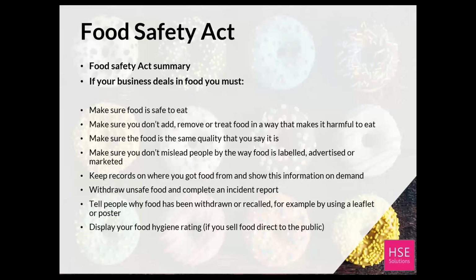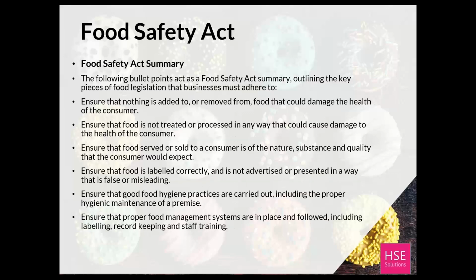You must withdraw unsafe food and complete an incident report form. And if you haven't got an incident report form, you need to think about where you're going to get one from. We can help you with that, but make sure you've got the correct forms to fill in as well. Tell people why food has been withdrawn, for example, by using a leaflet or poster, and display your food hygiene rating. So if you've done the FSA scores on the doors, you need to display the picture. And obviously it'd be disappointing if you got 1, 2 or 3 out of 5, but you can reapply for that in a 3-month period. So you do need to display your rating.